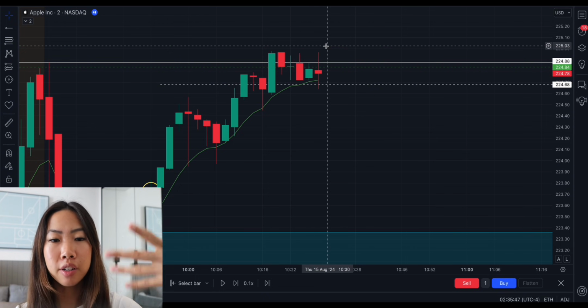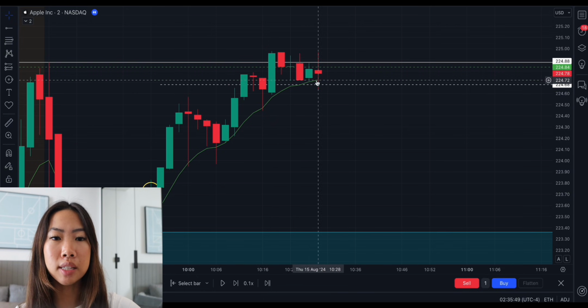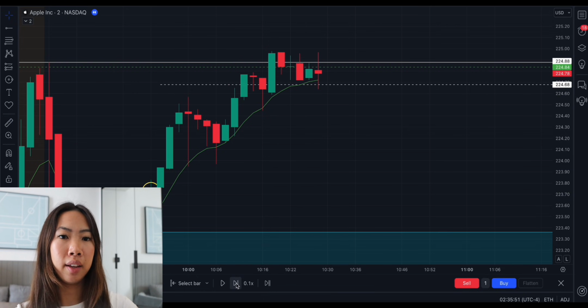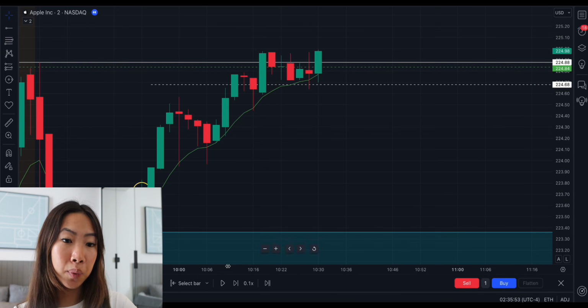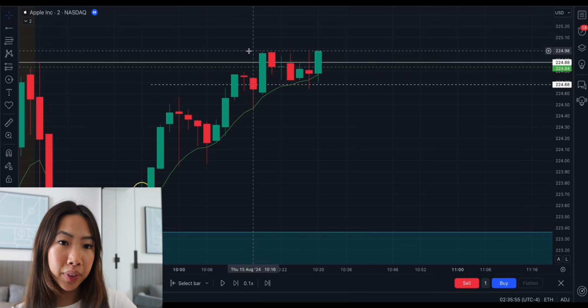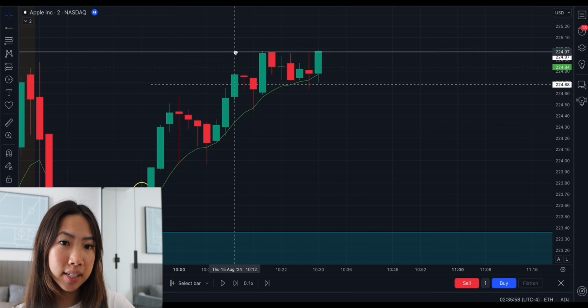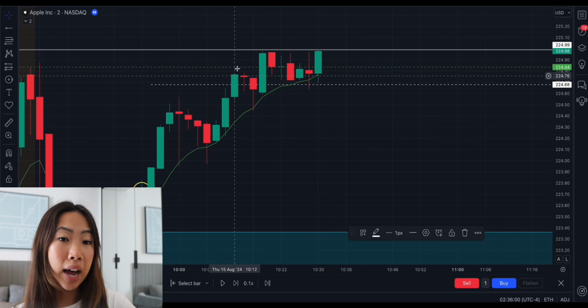It just wicked and went higher, so I'm still in the trade. Stop loss is still this consolidation low area. Then we have more movement sideways, bigger candle. So now we're at the high of day. This is the new high of day. So let's see how it moves.